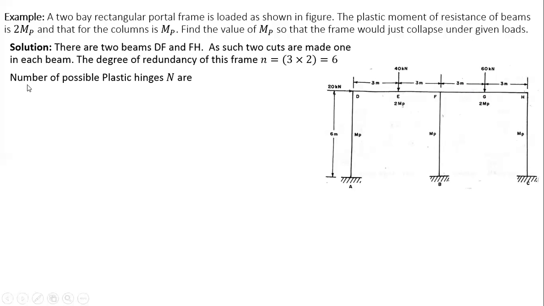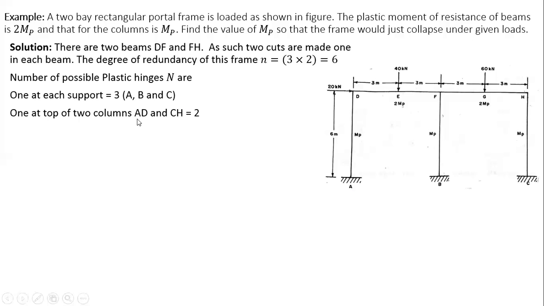So this is the degree of redundancy of this frame. Very simple. Now, what is the number of plastic hinges? Because these are fixed, we have one at each support, A, B, and C. Then one at the top of two columns, this column and this column. I will not consider this as a column now; I will tell you later on. So one column is AD and the other column is CH, so there are two columns, that is 2. Then one under each point load, E and G.